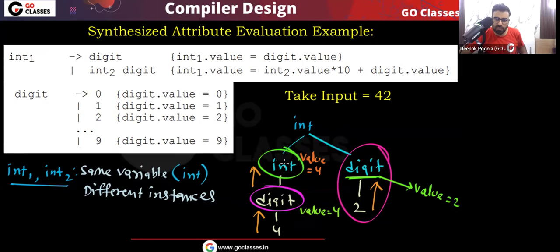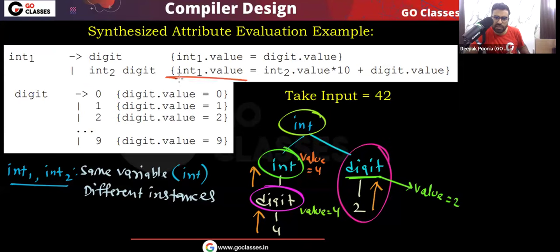Very simple. Now we have the value attribute value for this node, and also for this node. Basically, attribute value at this node, attribute value at this node we have. So now we can find the attribute value at this node. Okay, so you can see which production we are using here: int going to int digit, and this is the corresponding semantic rule. Here you can see int1 dot value, int1 is the LHS, means this int dot value, this will be equal to int2 dot value into 10. Okay, so remember this is int1 LHS and this int2 is the RHS.